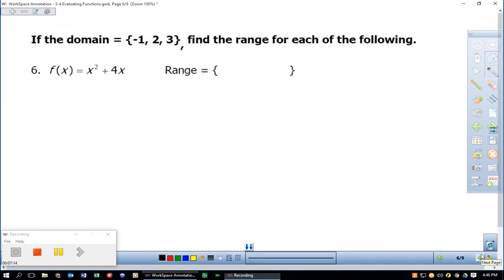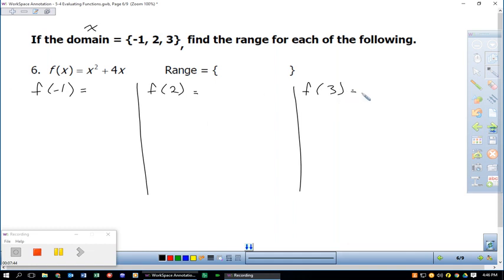All right, with number 6, starting here for the next couple of these, we are actually given a domain. So domain is another word for the x's, our inputs. And we're supposed to find the range. So we have to actually replace not just one number, but replace 3. So the first time we do this, we're going to do this 3 times. So first I'm going to find f of negative 1. Second, f of 2. Third, f of 3.